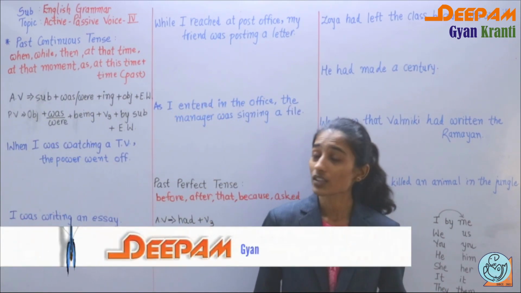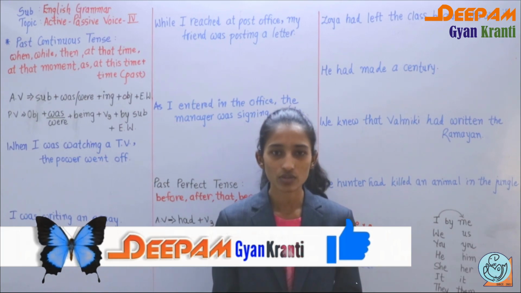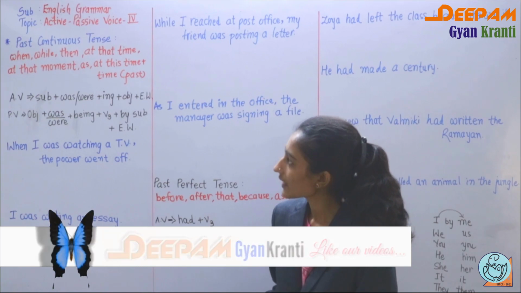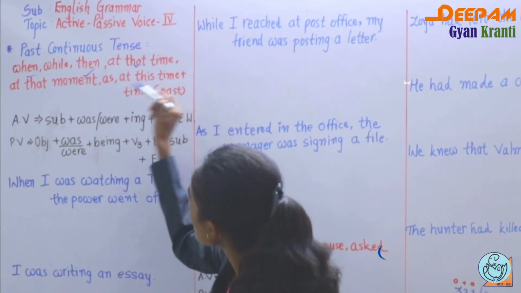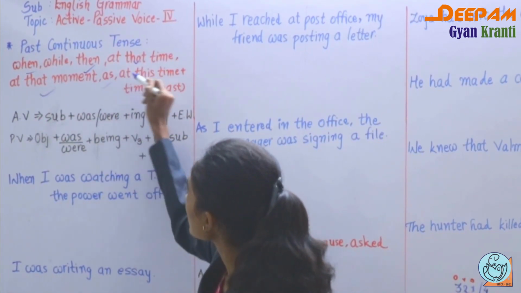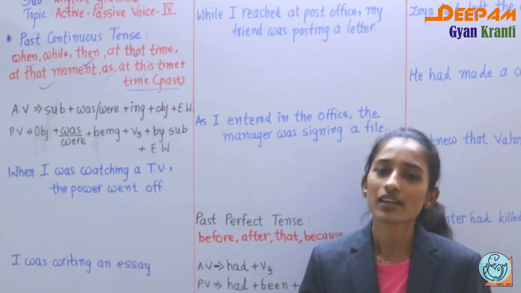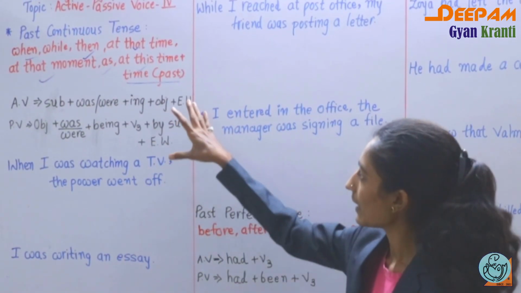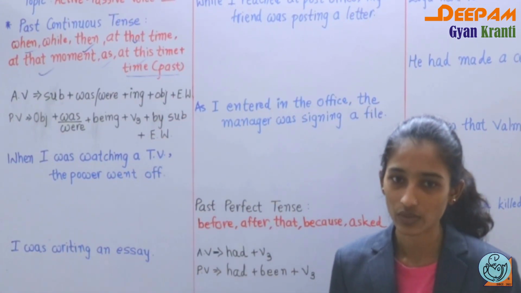So which are the words with the help of which you can easily find the past continuous tense? The key words to find the past continuous tense are when, while, then, at that time, at that moment, as, at this time plus a time which indicates the past. With the help of these main words you can easily find the past continuous tense.